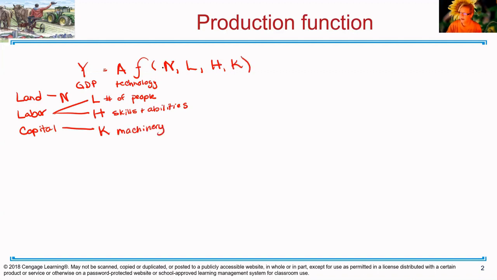Now, there's a couple of things about the production function. As we increase any of these variables, there is what we call constant returns to scale. So if we increase each of these variables by 2, then on the other side of the equation, we'll get twice as much GDP. So it does share the constant returns to scale.